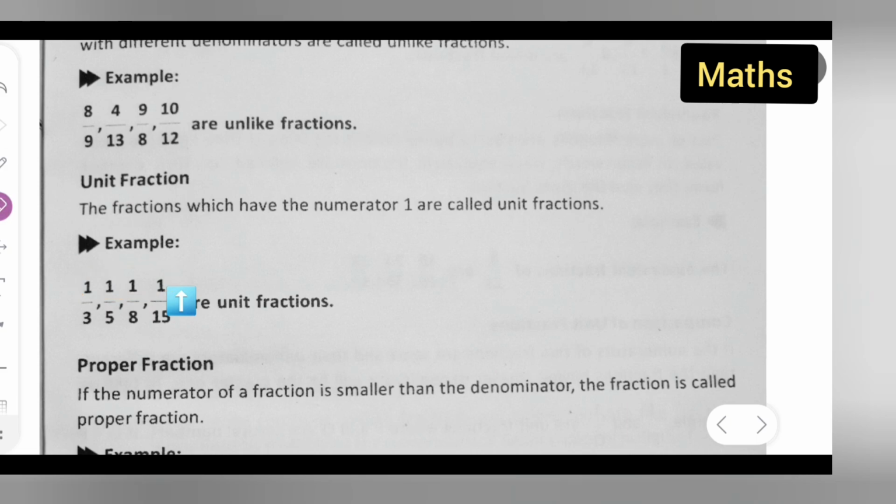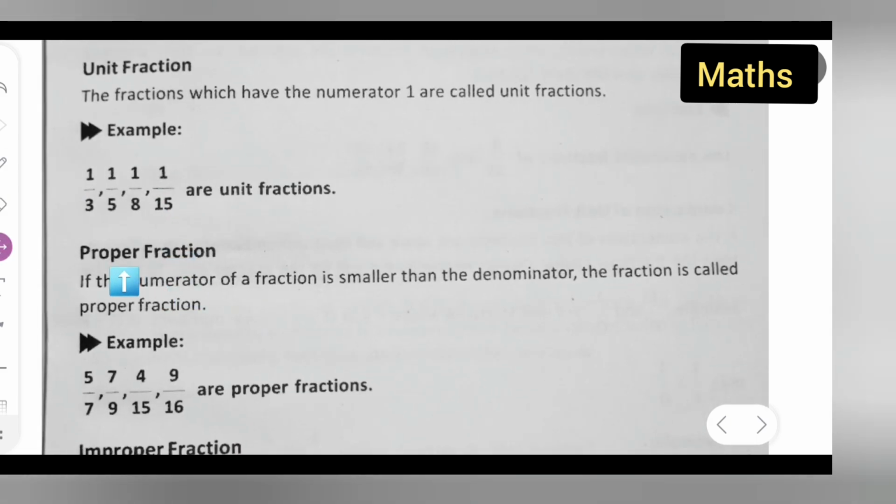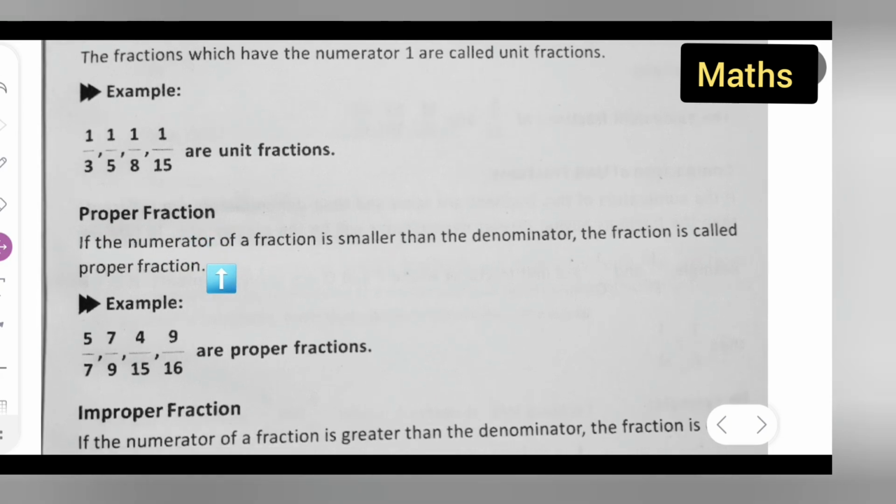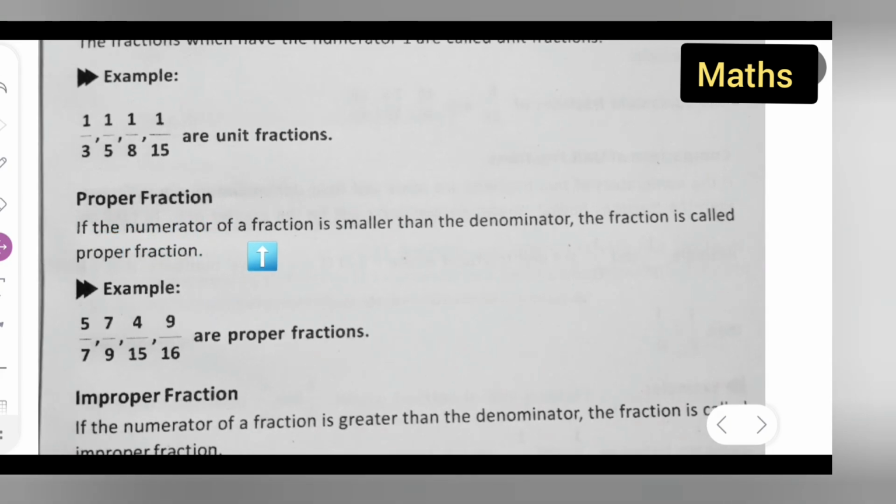Next, moving towards proper fractions. Let us see what proper fractions are. If the numerator of a fraction is smaller than the denominator, the fraction is called a proper fraction. See, 5 is small, 7, the denominator is greater than the numerator. Even here, 7 upon 9, the denominator is greater than the numerator. Here numerators are small, denominators are greater. So they are called proper fractions.